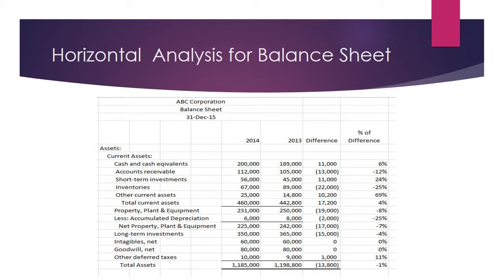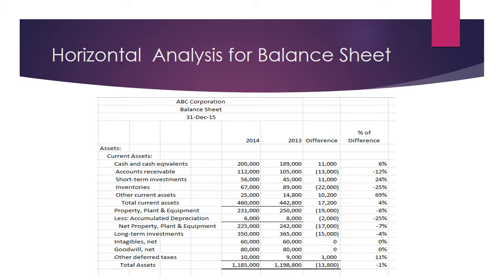So property, plant, and equipment is not considered current; it's considered a fixed asset. There was a decrease in my PP&E. And accumulated depreciation was also a decrease. Probably it really should have been an increase, but let's go with that. So for net property, plant, and equipment, I had a total decrease of 7%.